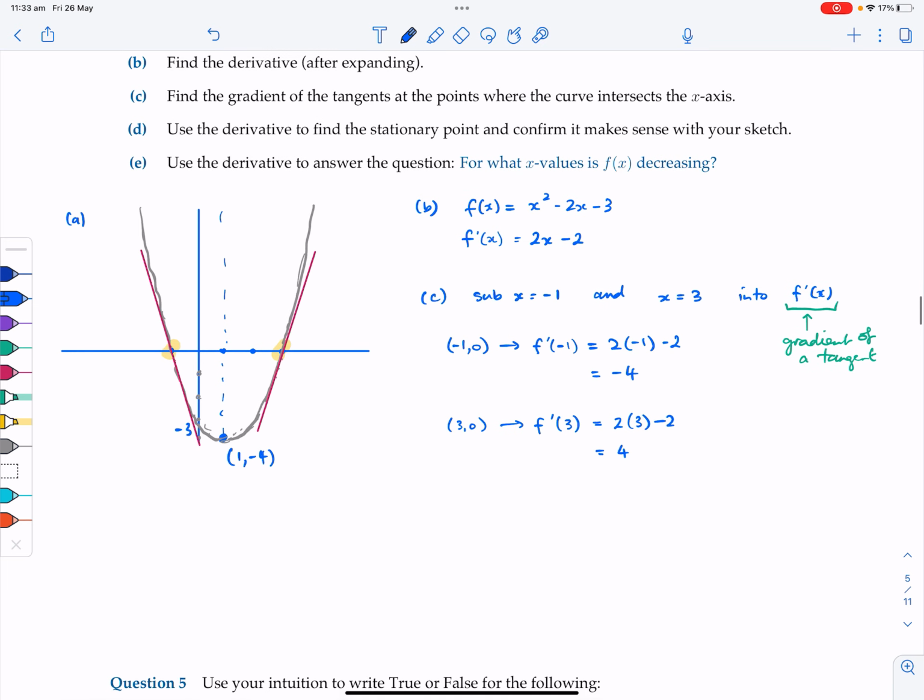D. Use the derivative to find the stationary point. So the stationary point is here, the vertex. The key feature of that is that the gradient of the tangent is 0. And so the stationary point occurs when f dash x equals 0, right? i.e., f dash x is 2x minus 2, and that needs to equal 0. So I find out that x equals 1. And hey presto, this stationary point did occur when x equals 1, right?